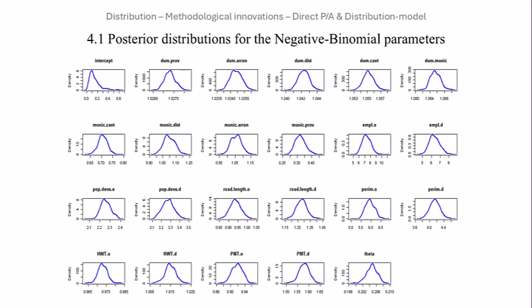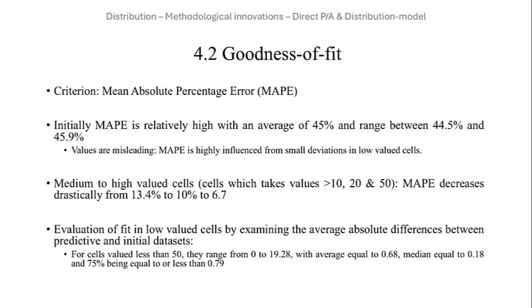This slide shows the posterior distributions for the regression parameters of the negative binomial model. Most parameters are significant and behave as expected, reinforcing the validity of the explanatory framework. The Bayesian approach not only estimates these effects, but also provides a measure of uncertainty, which is crucial for robust decision-making. To evaluate fit, we use the mean absolute percentage error, or MAPE.